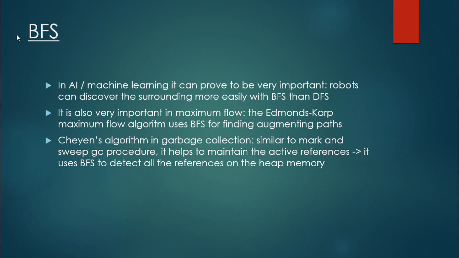So breadth first search in artificial intelligence and machine learning can prove to be very important, because robots can discover the surroundings more easily with breadth first search than depth first search. So, okay, we have to store lots of pointers, but who cares? It still is important. And it is also very important in maximum flow algorithms. The Edmonds-Karp maximum flow algorithm uses breadth first search for finding augmenting paths. There's a distinct chapter concerning the maximum flow problem. We are going to talk about it later.